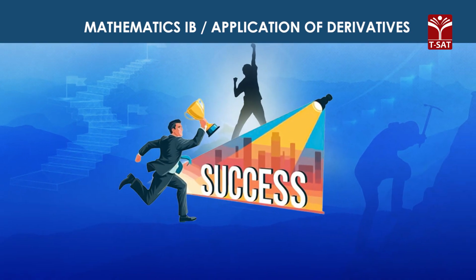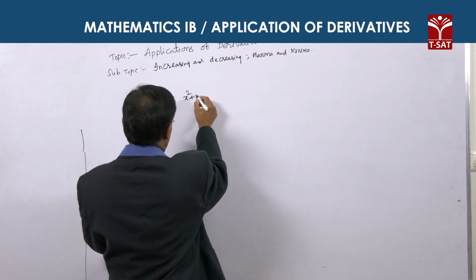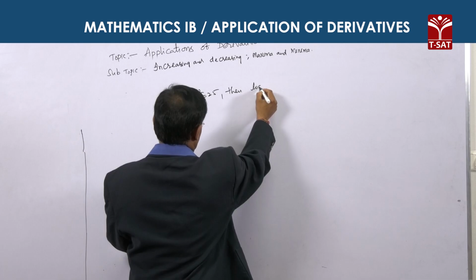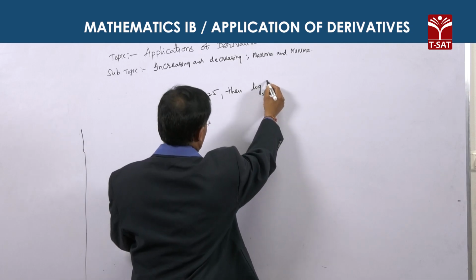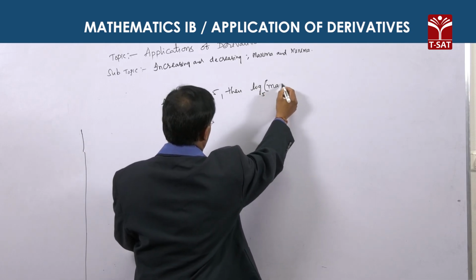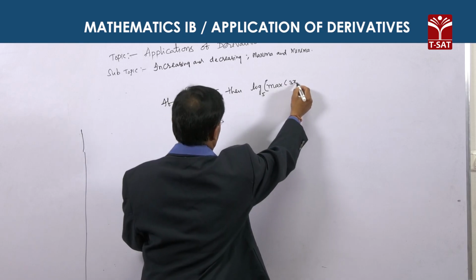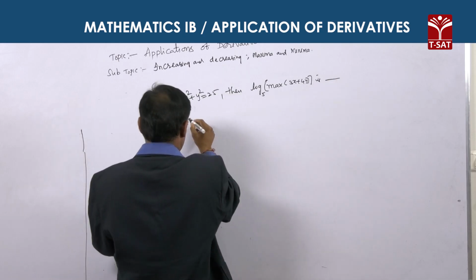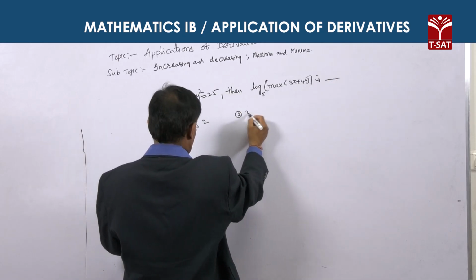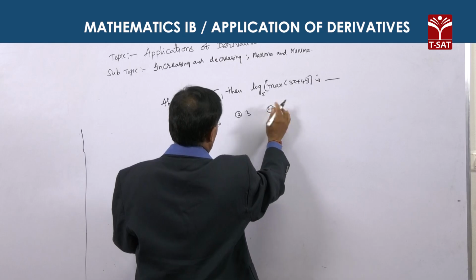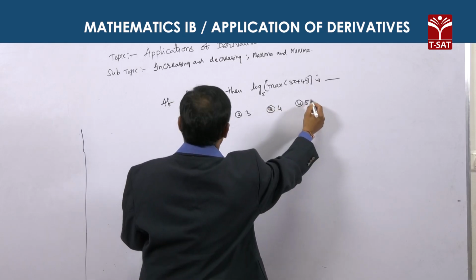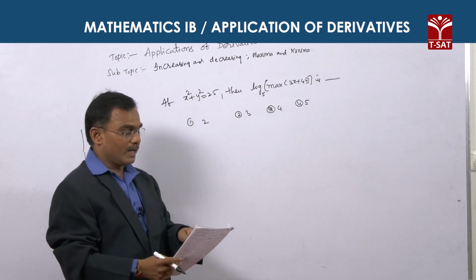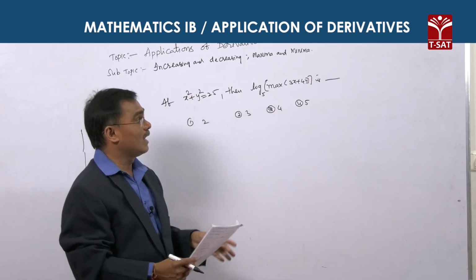If x square plus y square is equal to 25, then log base 5 of the maximum value of 3x plus 4y is dash, right. The options are: first answer is 2, second answer is 3, third answer is 4, fourth answer is 5. What is given? The given condition is x square plus y square is equal to 25. Then find the log of the maximum value, right.